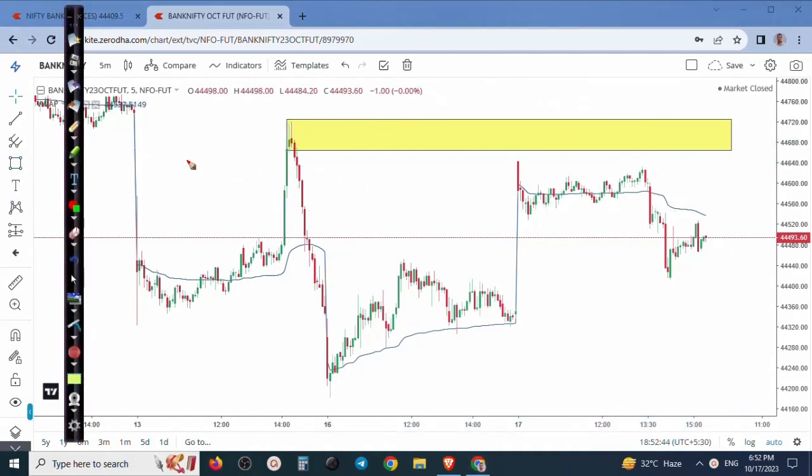Why is it called a supply zone? If you see now, price dropped from this area, again price pulled back, and again price dropped drastically. So this is the actual price pattern. When price is approaching this supply zone, let's see the market behavior.